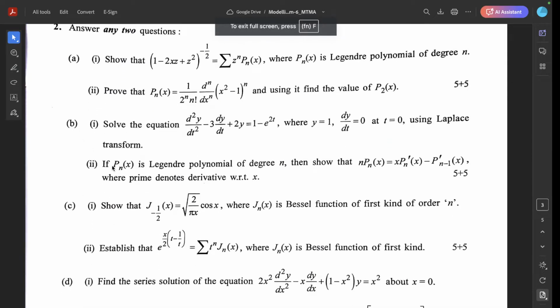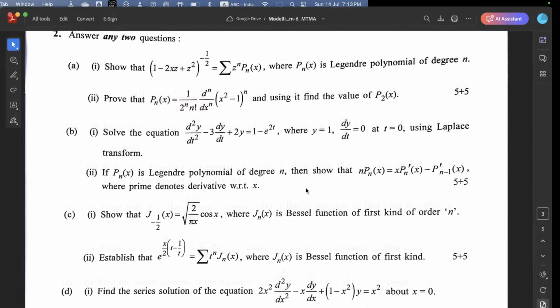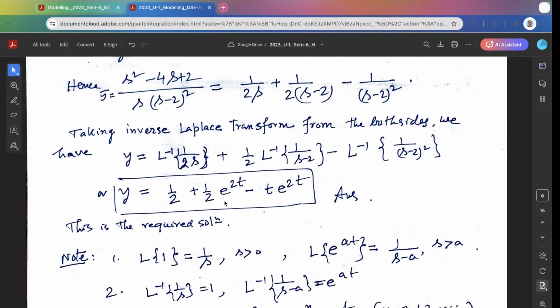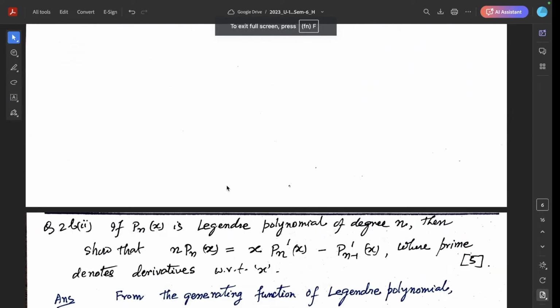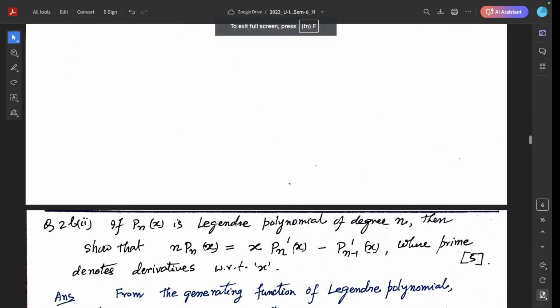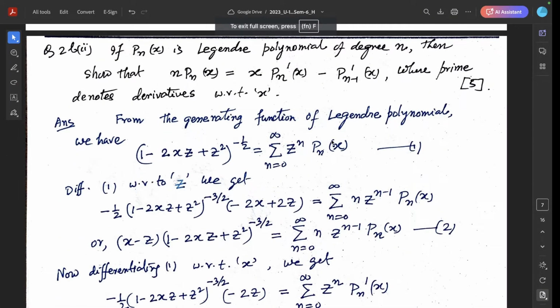Next question 2b2. If Pn(x) is a Legendre polynomial of degree n, then show that n Pn(x) equals x Pn dash x minus Pn minus 1 dash x, where prime denotes derivative with respect to x. From the generating function of the Legendre polynomial, (1 minus 2xz plus z square) whole to the power minus half equals summation n equal to 0 to infinity z to the power n Pn(x).